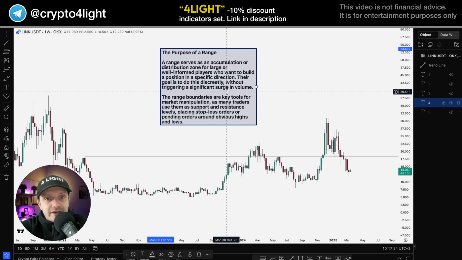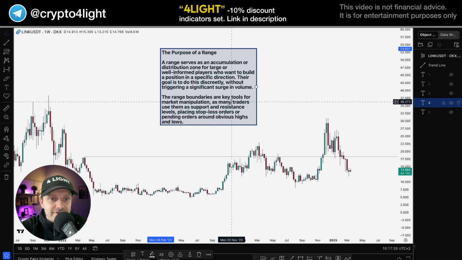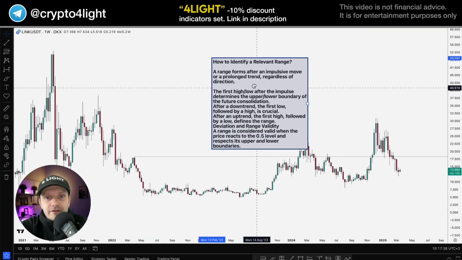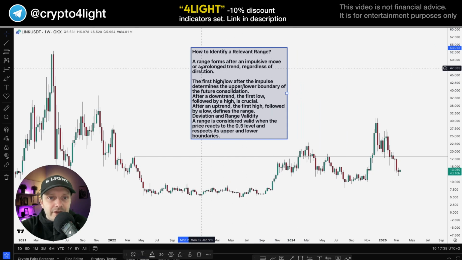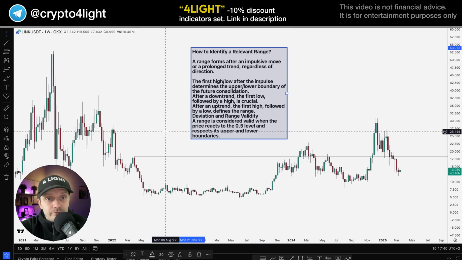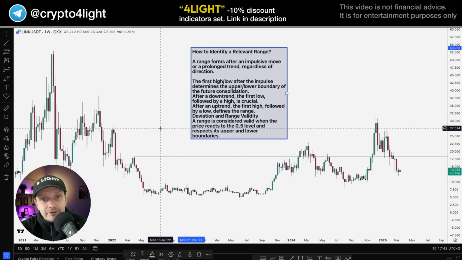The range boundaries are key tools for market manipulation, as many traders use them as support and resistance levels, placing stop orders or pending orders around obvious highs and lows. I will show you on the daily time frame. So how to identify the relevant range? A range forms after an impulse move or a prolonged trend, regardless of direction.